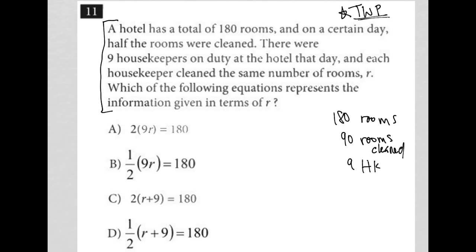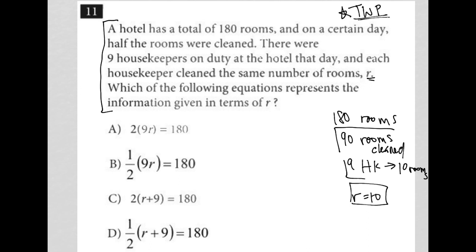Okay, well, if 90 rooms were clean and there's 9 housekeepers and each housekeeper cleaned the same number of rooms, that means each housekeeper cleaned 10 rooms. And the question tells us that that value is R, which means R is equal to 10. Next sentence, which of the following equations represents the information given in terms of R? Well, I know that R is 10 based upon my translation. So I'm going to just replace R with 10 in each case and see what works out.